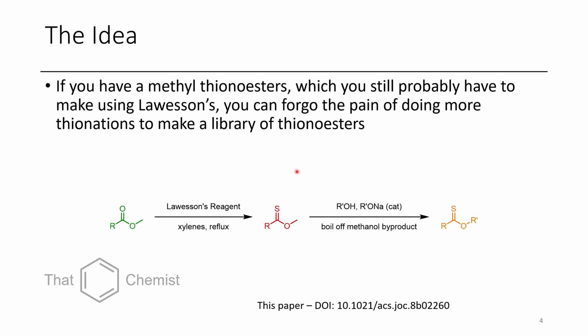And so the advantage of this is, yes, you still have to make the methyl thionoester, but then if you have a bunch of interesting functional groups in your R prime group, you don't have to worry about them having functional group compatibility issues with Lawesson's reagent. And so instead of having to do like 100 Lawesson's reagent reactions, you could do like 1 to 10 of them, and then several transesterifications.